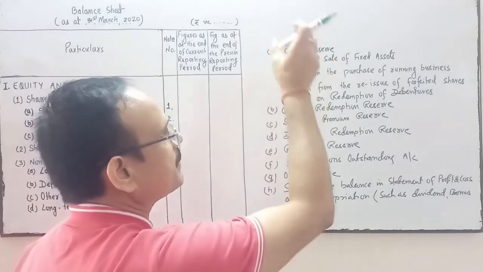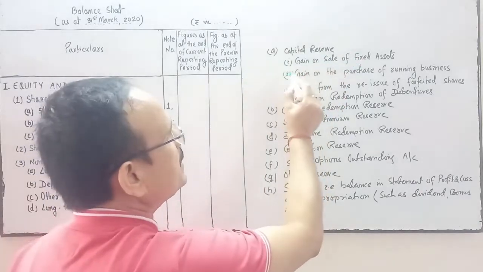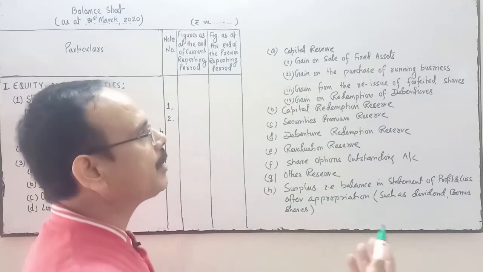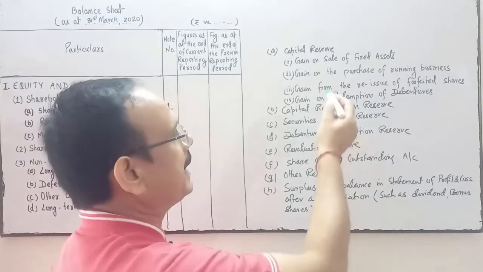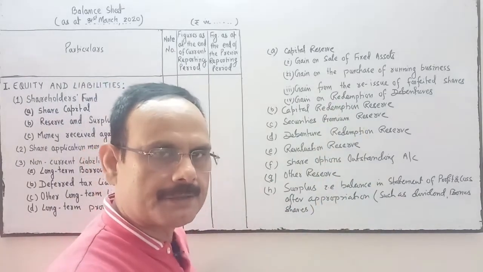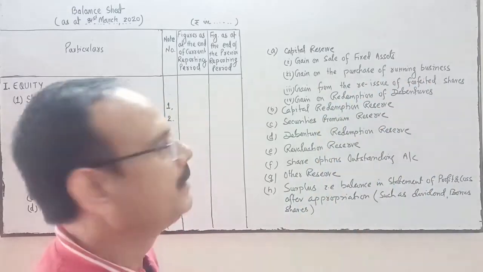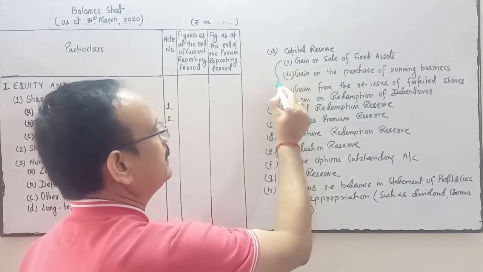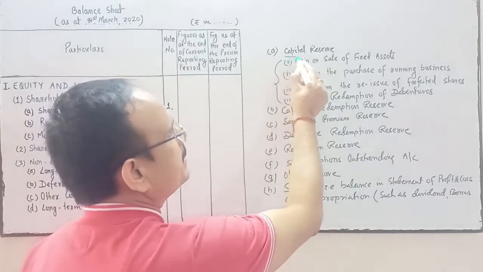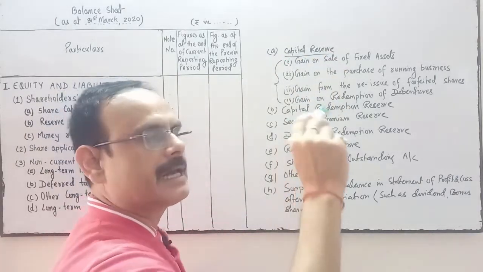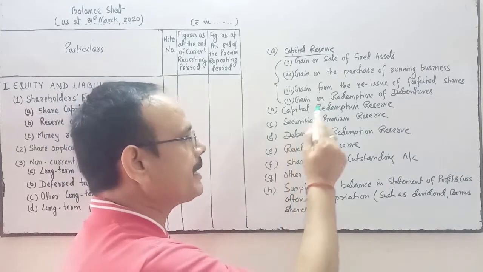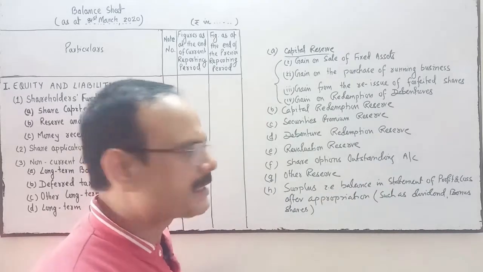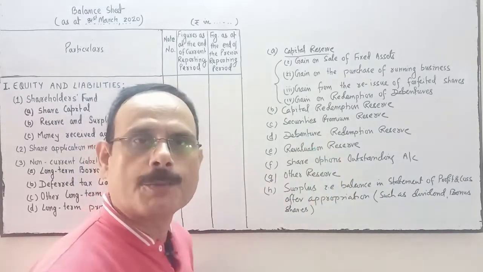Under reserve and surplus, first is capital reserve. Capital reserves may be the gain on sale of fixed assets, which is a capital reserve of non-recurring nature, gain on purchase of a running business, gain from reissue of forfeited shares when the forfeited shares are reissued by the company, and gain on redemption of debentures. These capital gains will be transferred to capital reserve. Next is capital redemption reserve, security premium reserve, debenture redemption reserve, even investment fluctuation reserve, revaluation reserve, and share option outstanding account.